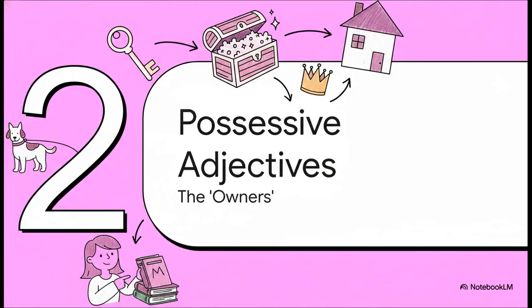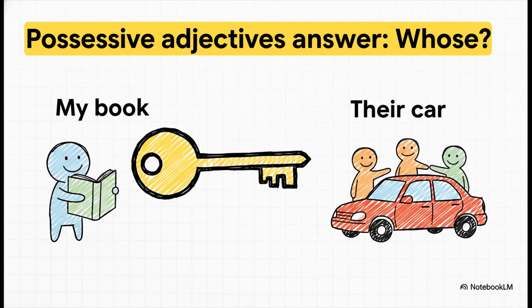Okay, you're doing great. Let's move on to our second category for today, possessive adjectives. And yep, I've got a nickname for these too, the owners. And, well, the name kind of gives it away, doesn't it? They're all about ownership. The function here is crystal clear. Possessive adjectives tell us who something belongs to. And just like before, they have a magic question that helps you spot them. Whose? Whose book is this? It's my book. Whose car is that? It's their car. This question is the ultimate test.